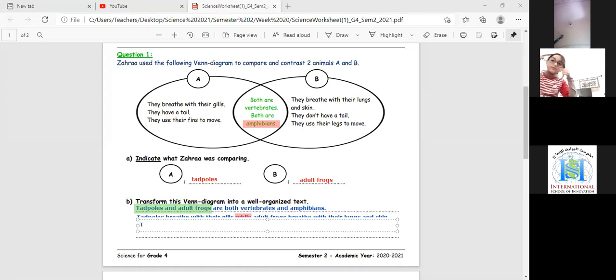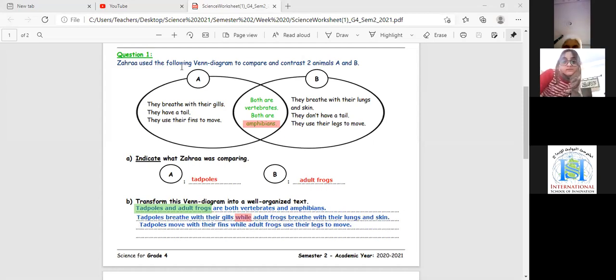Tadpoles move with their fins, while adult frogs, don't forget the word while, use their legs to move.